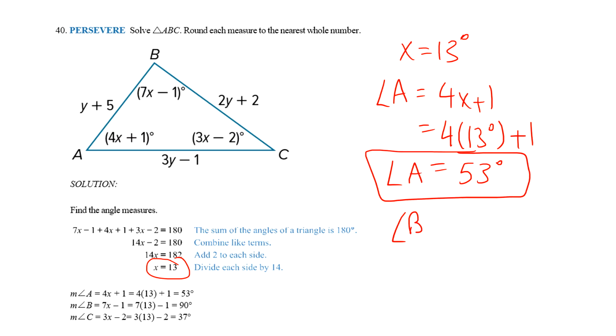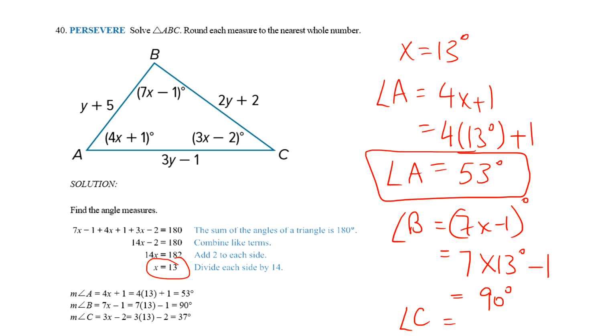Similarly, you can find the value of angle B. Angle B is given to be 7x minus 1 degree. In place of x, put 13 degrees, use your calculator carefully, and this will come out to be 90 degrees. So it's a right angle triangle. Angle C is 37 degrees, as you can see in the solution. So we've got all three angles.